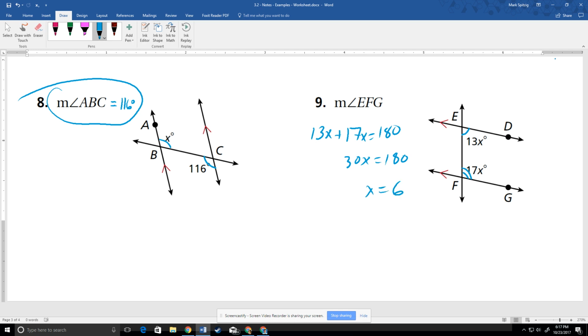And so when we plug it back in, we're trying to find EFG, so that would be 17 times 6, which is 102 it looks like. Again, I'm doing these in my head, I think my calculations are okay though. I don't know, I always think they are until they're not.